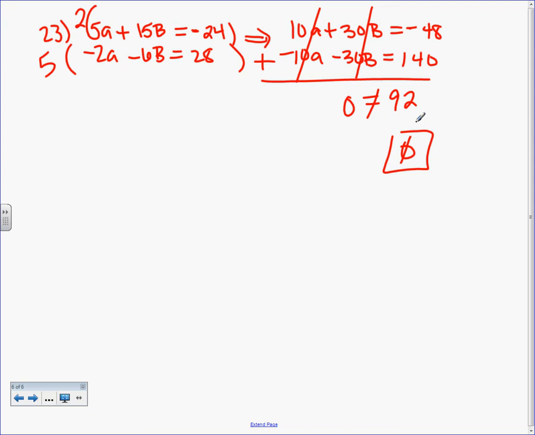If you had chosen to multiply with the B's eliminating, this time it wouldn't have mattered. But sometimes you won't get the same answer I got. You might get like 0 not equals 17. It doesn't mean you did it wrong. It just means you did it differently. But your final answer of no solution is going to be the same. Okay? One more. Almost done.